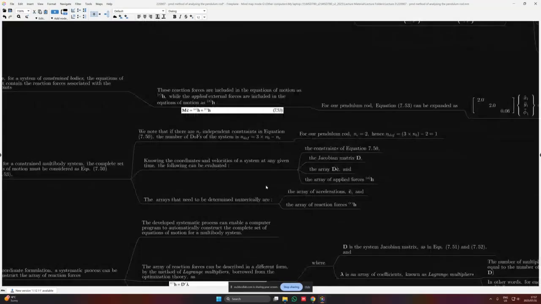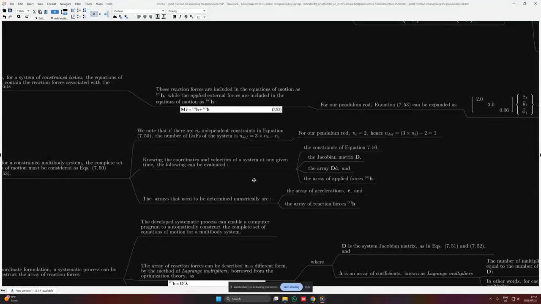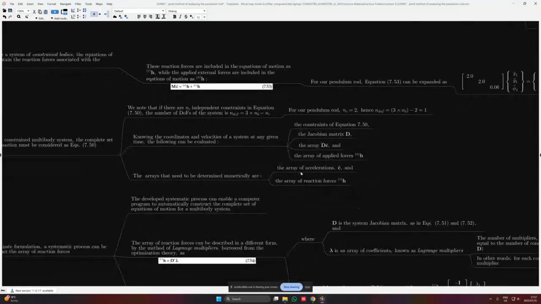So there's only a single degree of freedom available in any case. Now, knowing the coordinates and velocities of a system at any given time, the following can be evaluated: the constraints of equation 750, the Jacobian matrix D, the array D dot C dot, and the array of applied forces HA. The arrays that need to be determined numerically are the array of accelerations C double dot, and the array of reaction forces HR. So essentially the kinematics of the system and the underlying dynamics due to reaction forces.